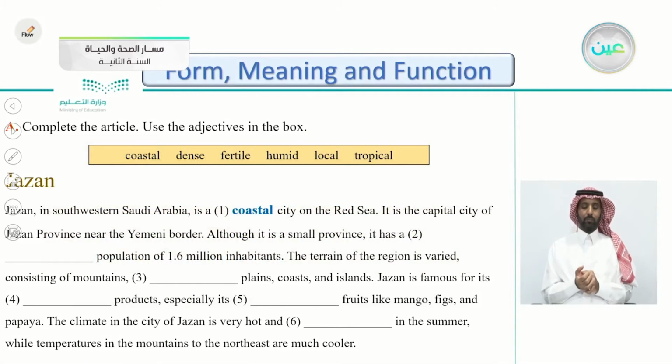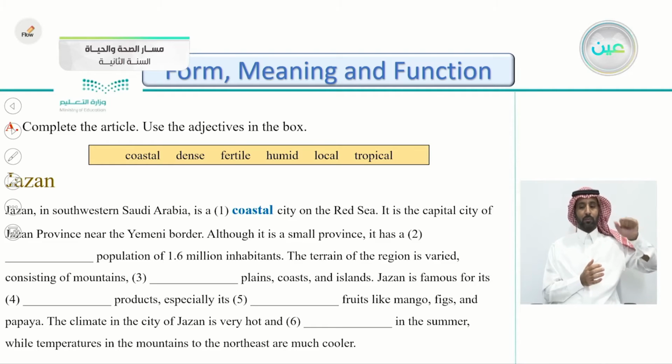So this is an exercise here. Let's answer it together. Complete the article. Use the adjective in the box. We have here 6 adjectives: coastal, dense, fertile, humid, local, and tropical. And the article is about Jazan. Let's read it together and fill the gaps with the correct adjectives.